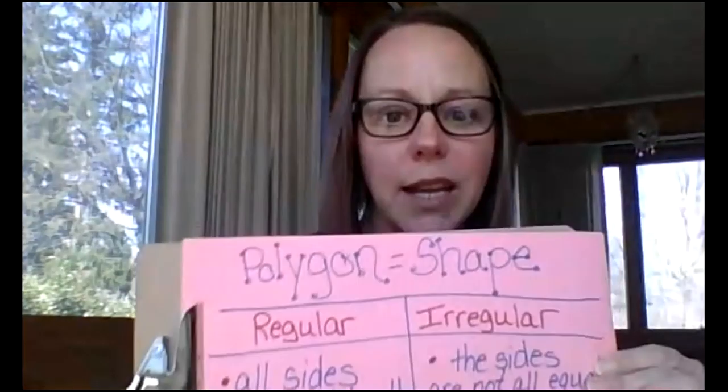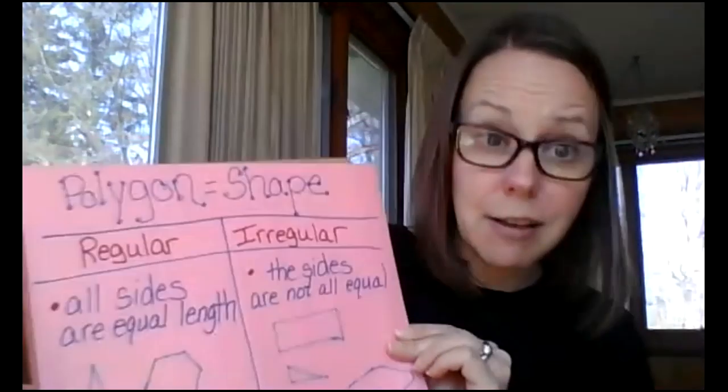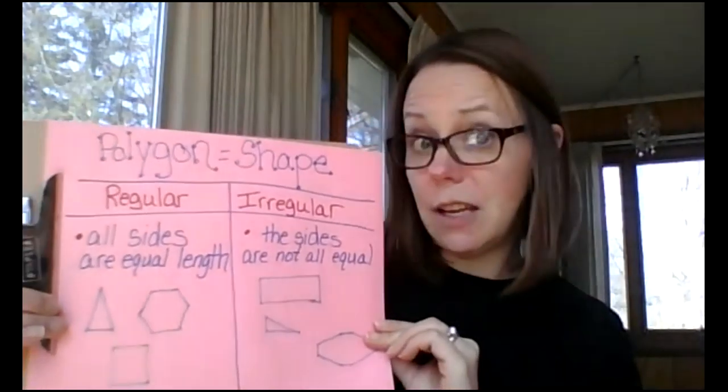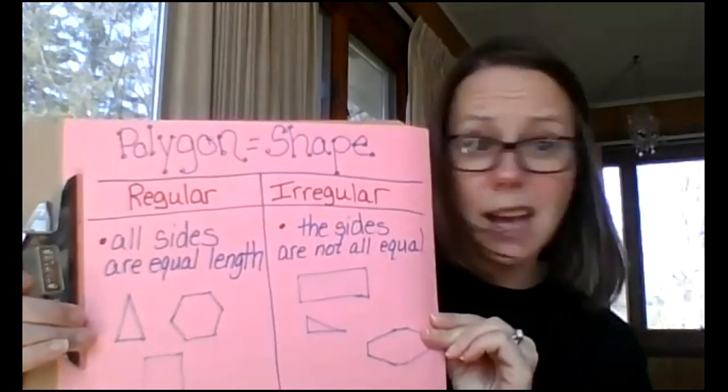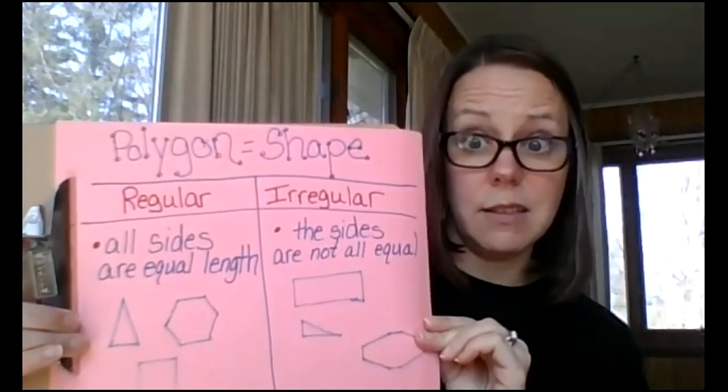All right, guys. Well, thanks for hopping on for Math on Monday. Remember, a regular polygon has all equal sides. An irregular polygon doesn't have equal sides.